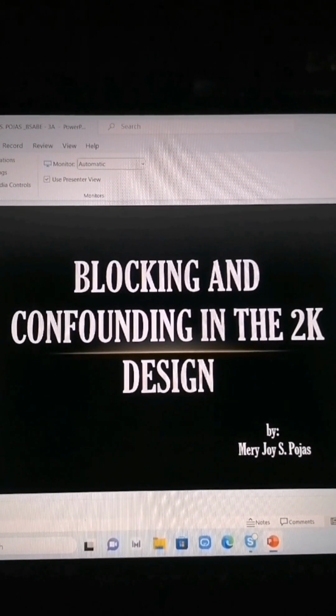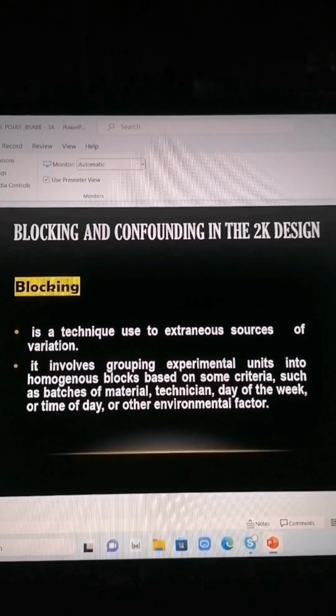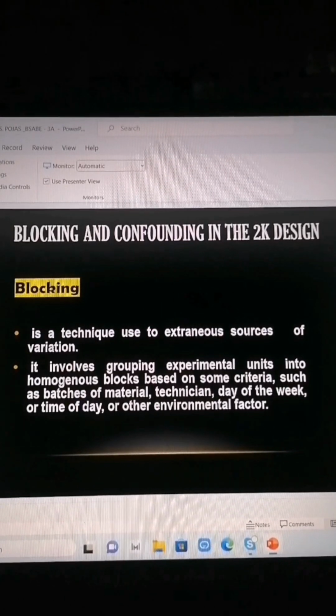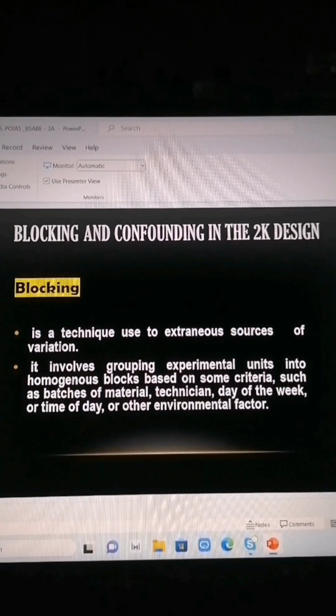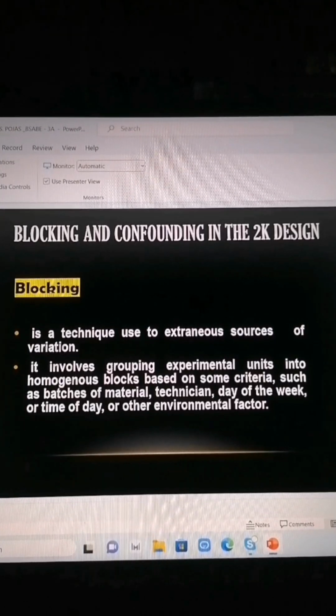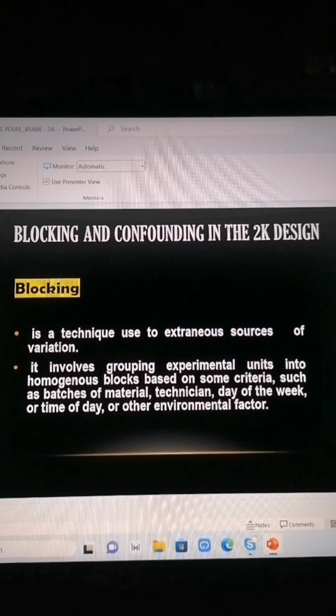Blocking and confounding in the 2^k design. First, we define blocking. Blocking is a technique used to control extraneous sources of variation. It involves grouping experimental units into homogeneous blocks based on some criteria, such as batches of material, technician, day of the week or time of day, or other environmental factors.